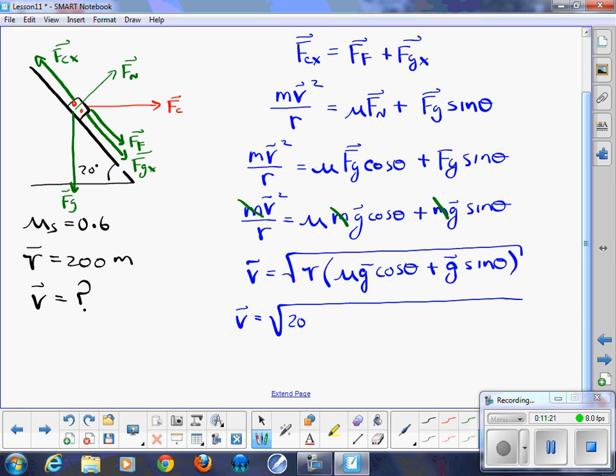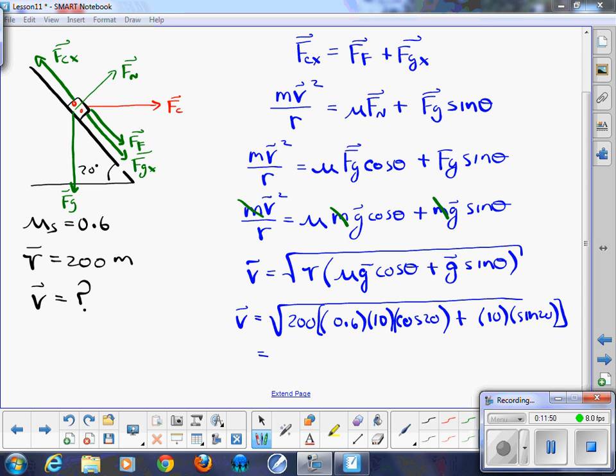So our radius is 200. Inside we're going to have, I'll go square brackets just to show, 0.6 times 9.81. I guess we're using 10, to make life a little simpler for ourselves. Cos 20 plus 10 times sine 20. Closing square bracket. Now we go through and do the calculation.